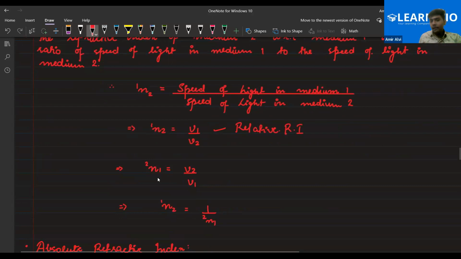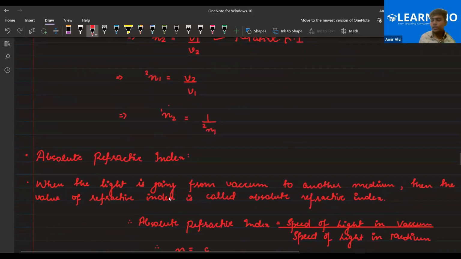Okay. And if you take the opposite of it, the refractive index of medium 1 with respect to 2, it would be V2 by V1. And these two ratios are reciprocal of each other, right? This is the relationship. So now let's understand the absolute and the relative in a very short manner.